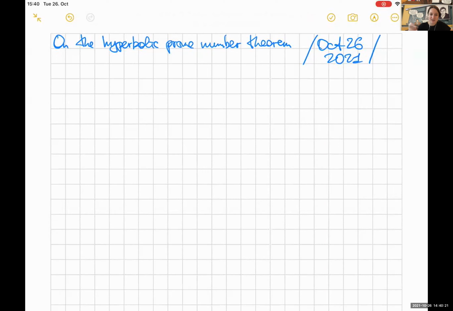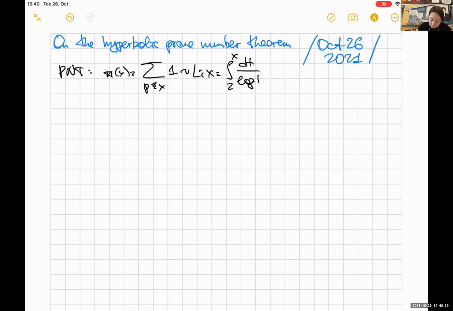But anyway, let me start by reminding all of you how the prime number theorem looks. By Poussin and Hadamard, we know that the prime counting function π(x), which is the number of primes up to x, is asymptotic to the logarithmic integral of x, the integral from 2 to x of dt over log t. And in this talk, I would like to consider an analog of this result for the hyperbolic plane.